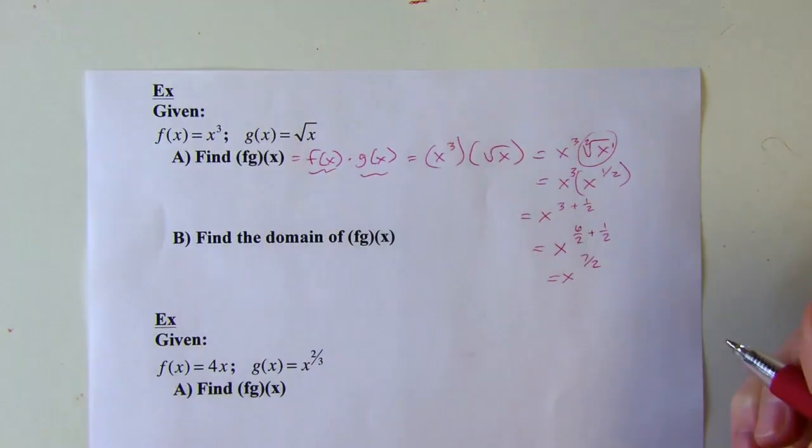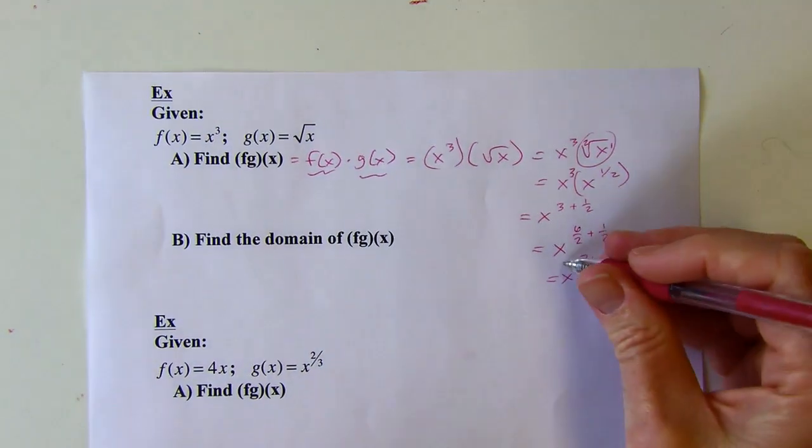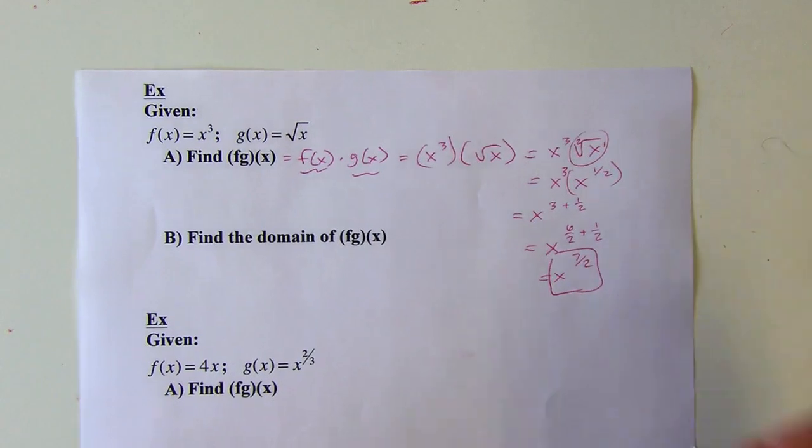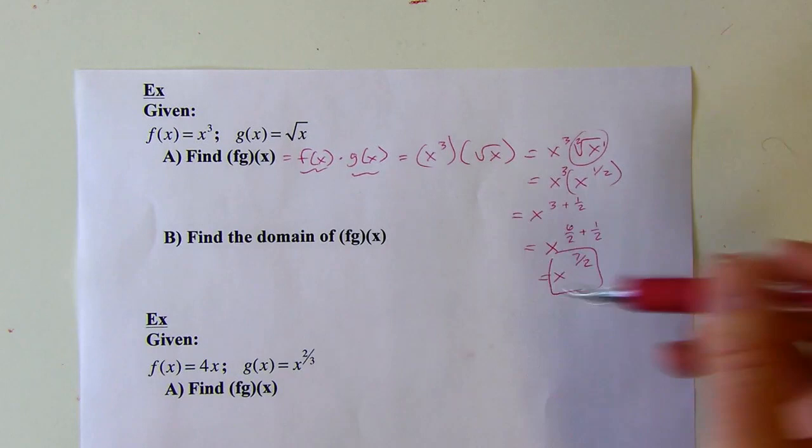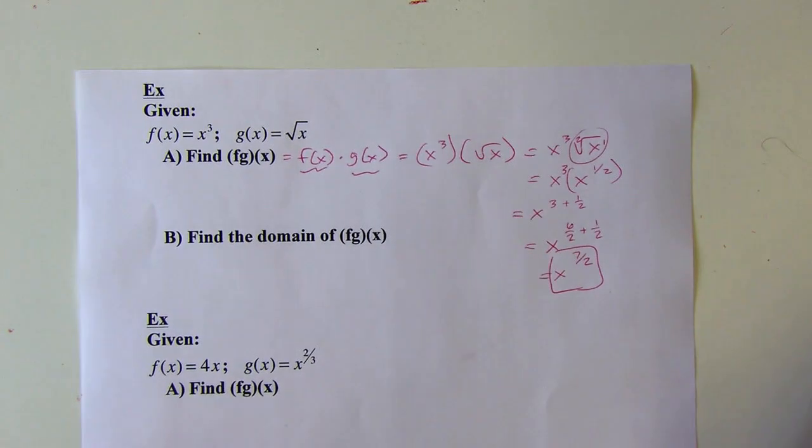Or you could write it as the square root of x to the 7th if you wanted to put it back in radical form. Okay. All right, so that's a better version, right? It's simpler than x to the 3rd times root x.